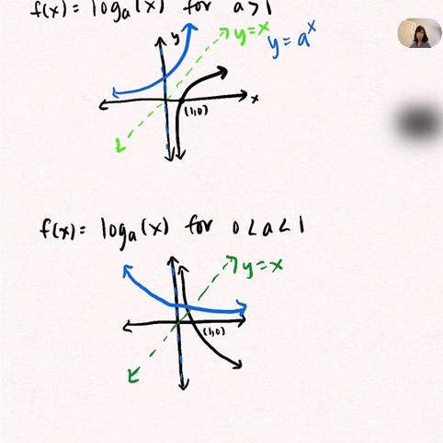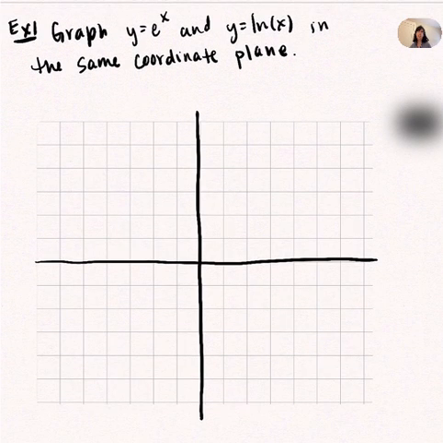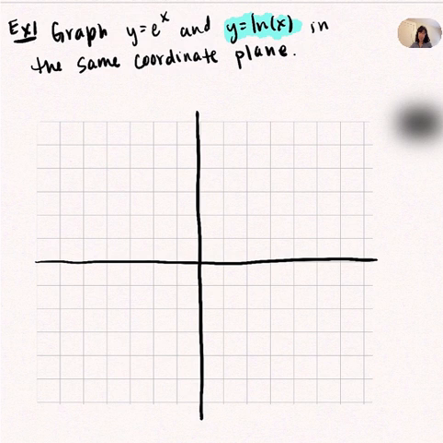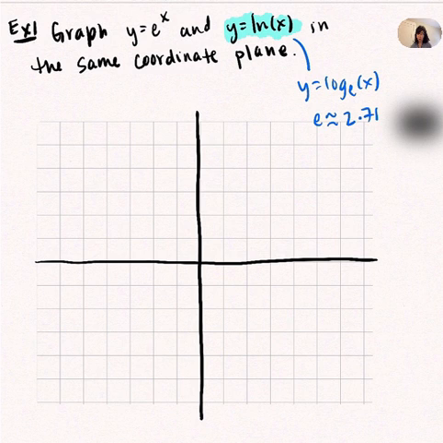Okay, let's do some examples. Graph y equals e to the x and y equals ln of x in the same coordinate plane. Before we get started, I actually know right away the shape of y equals ln of x based on what we just talked about. Remember, natural log of x is the same as y equals log base e. And e is a number, about 2.71, and then the numbers after the decimal go on forever.